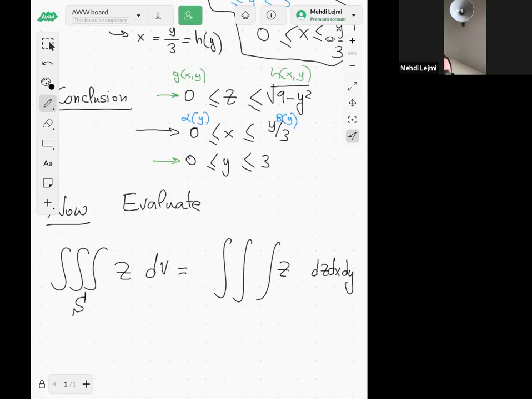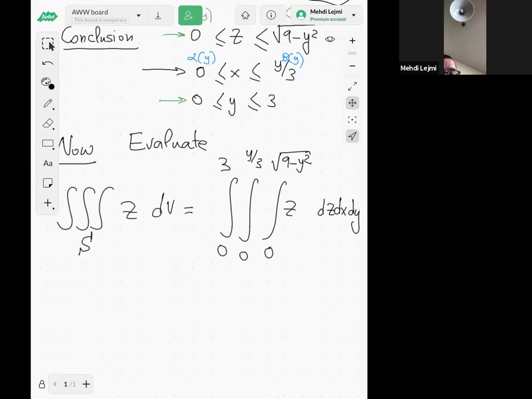So z is between 0 and the square root of 9 minus y squared. X is between 0 and y over 3. And then y is between 0 and 3. Okay. So here you integrate z with respect to z.